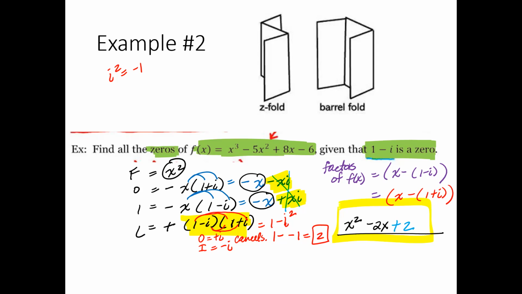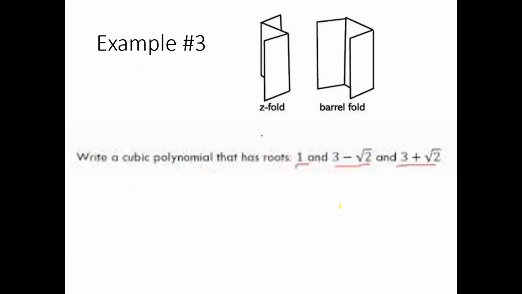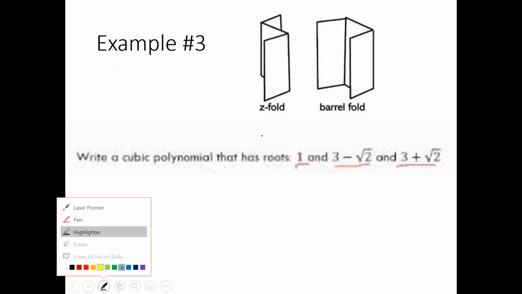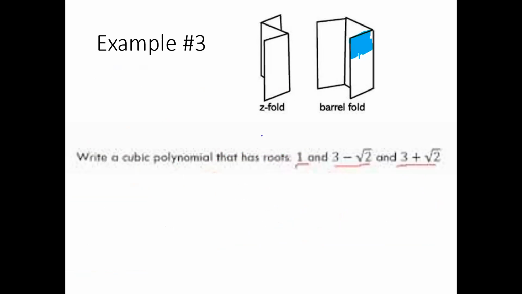All right, so let's move on to the third one, you guys. So here we go. Example number 3, you can go ahead and do this on any of the empty ones, whichever blank brochure page you have left. So this is example 3, and it says write a cubic polynomial that has roots 1, 3 minus the square root of 2, and 3 plus the square root of 2, and already they have the conjugate right there, so you don't need to rewrite that.